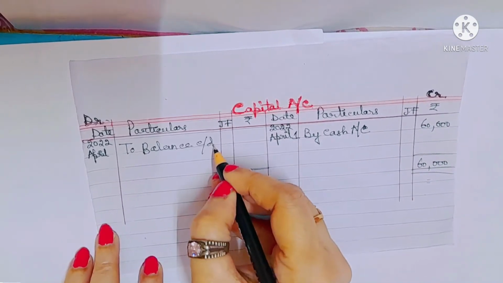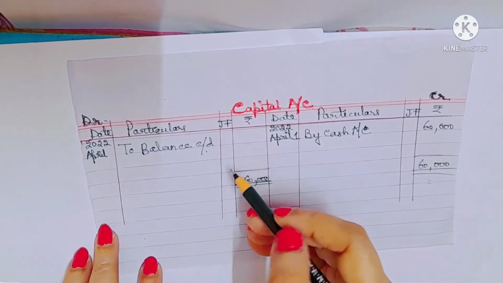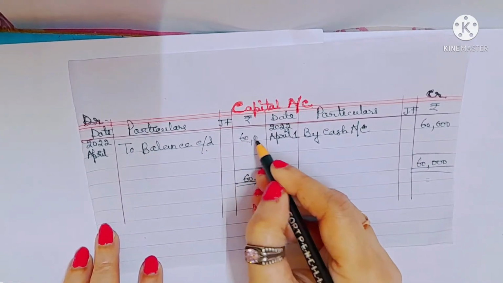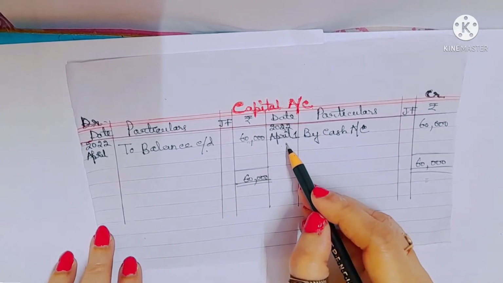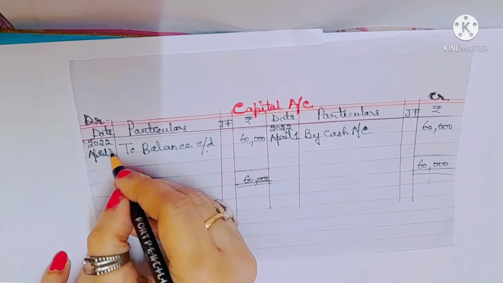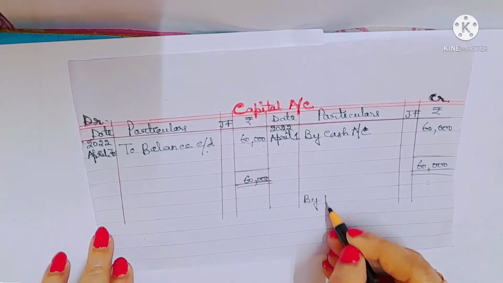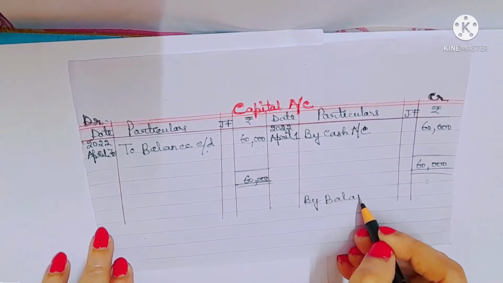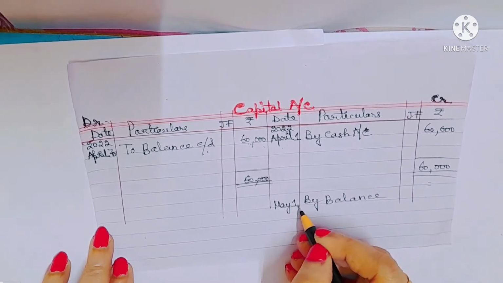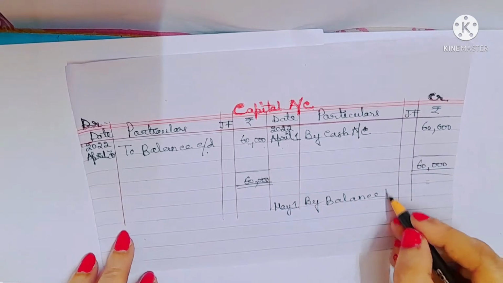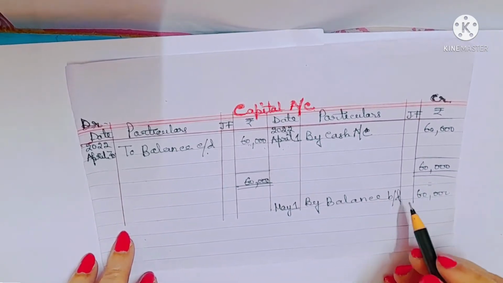Okay, how much? 60,000 minus nil, which means 0, so 60,000. What will the date be? Since this is the month of April, the last date is 30th April. And this will come as by balance BD, on May 1st. It is always the next day, May 1st. By balance BD, 60,000. So this is a credit balance.